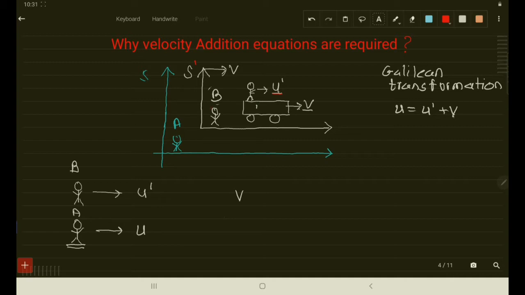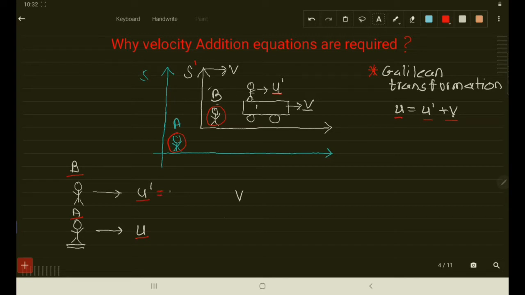Let us imagine a person B in that frame of reference. There is another frame of reference A. This is stationary frame of reference. So for person B, the velocity is u dash, whereas for person A, the velocity is u. Now according to Galilean transformation equations, we know that to find u, we will have to add u dash plus v.